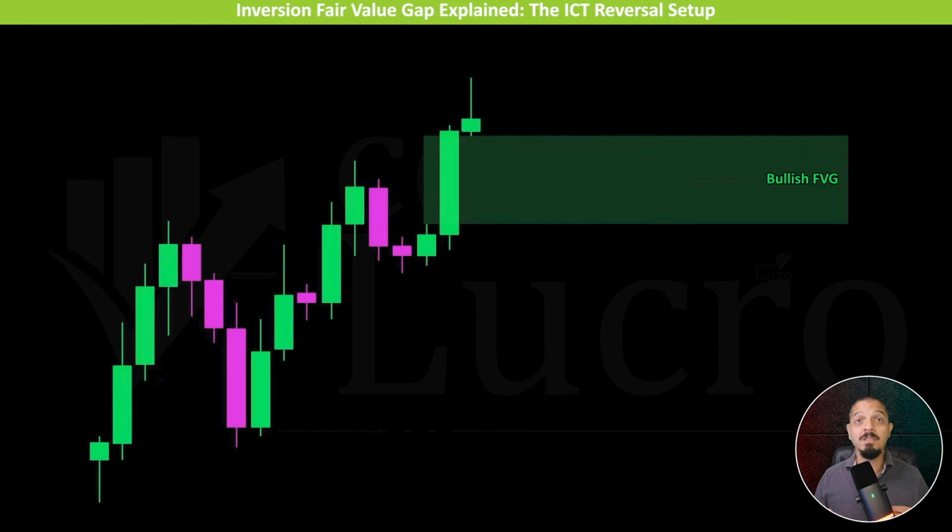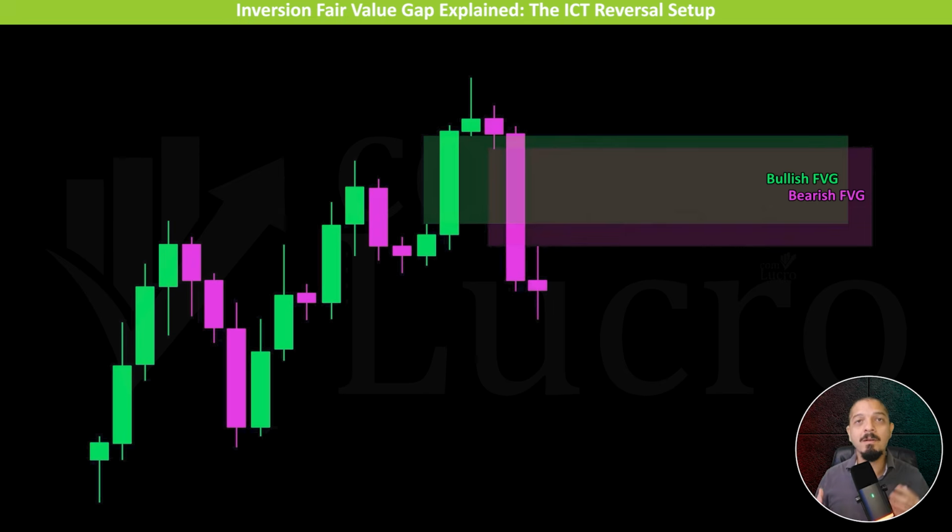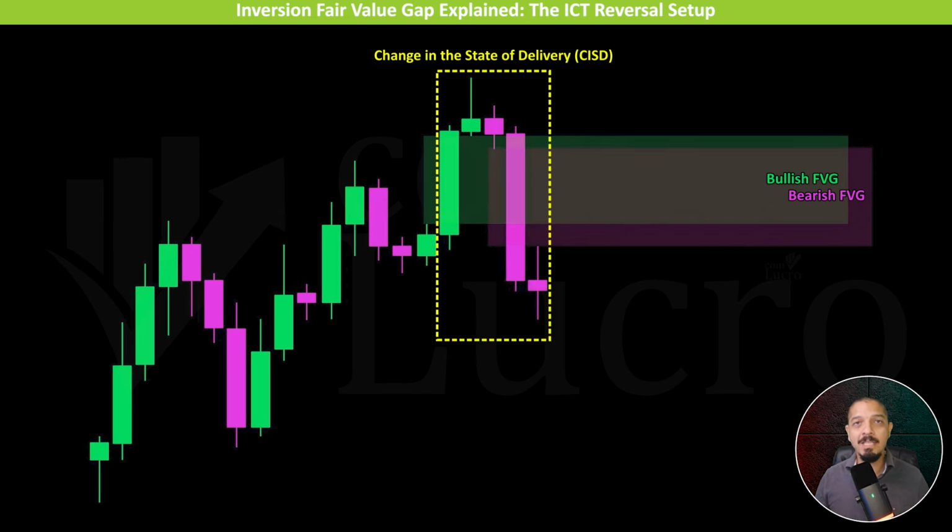With that context established, there are a few additional notes worth mentioning about inversion fair value gaps. In some situations, the breakout that creates the inversion also coincides with the formation of another fair value gap. This phenomenon is often referred to as a change in the state of delivery, which signals a sudden and decisive shift in market momentum. When this occurs near the end of a trend, it frequently precedes a reversal.